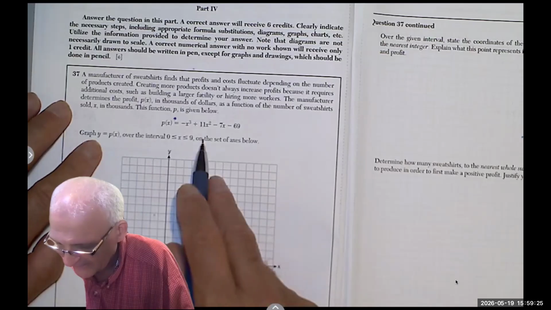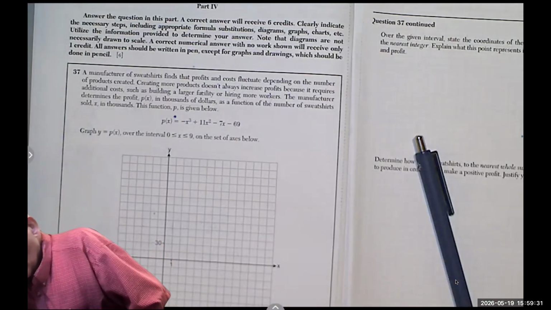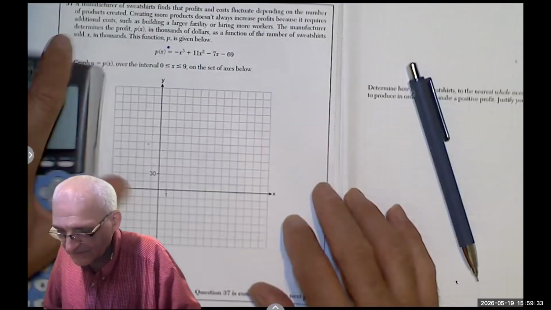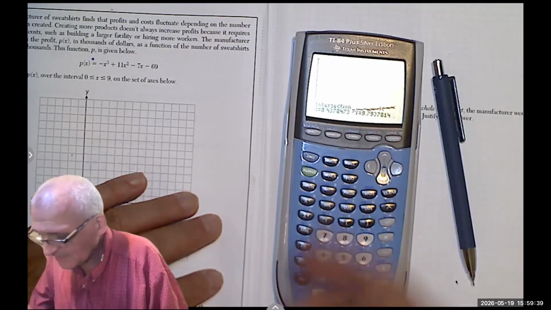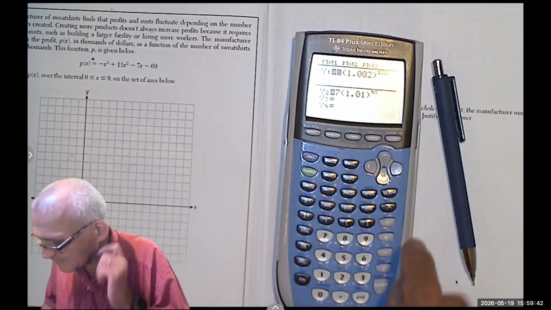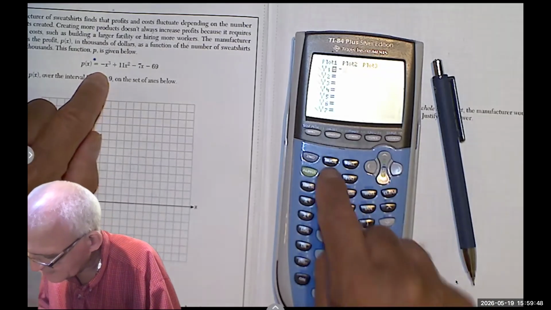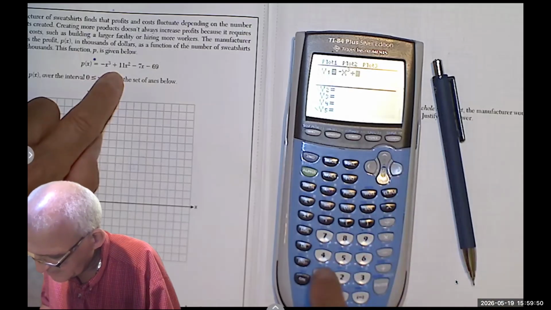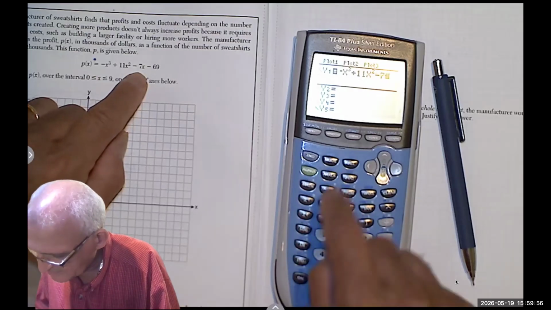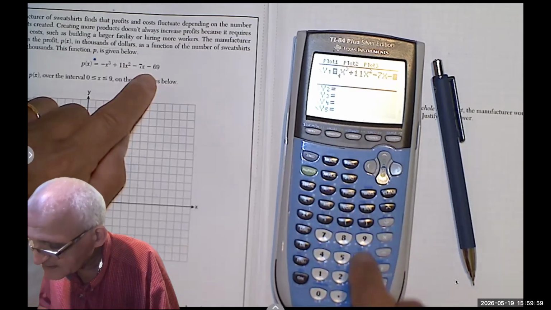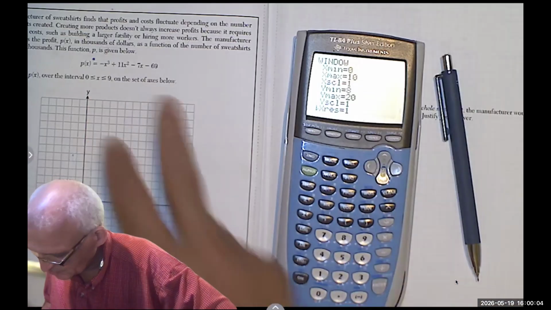Graph y equals P of x in the interval 0 to 9. And again, here you can use your calculator. There is no reason to try to draw a table and find the values. So of course it will give you a table anyway. So let's clear that. And I enter this equation, negative x cubed plus 11x squared minus 7x minus 69. And my window, I go from 0 to 9.